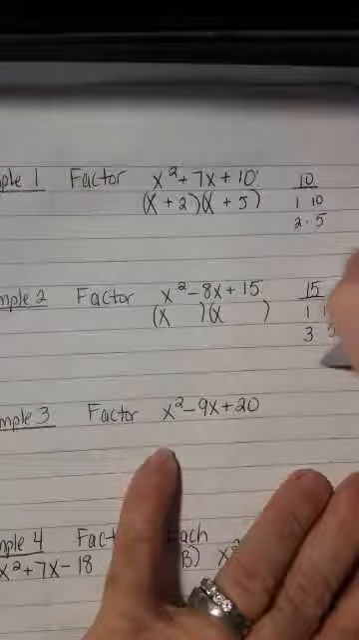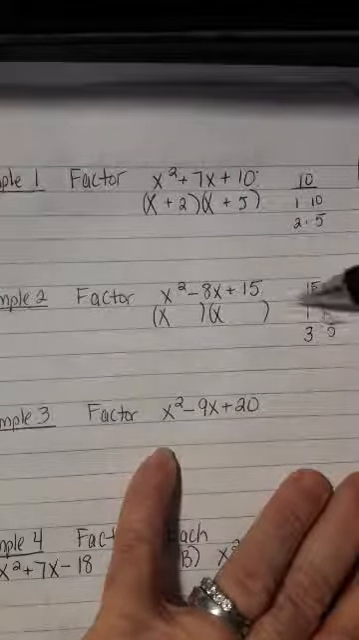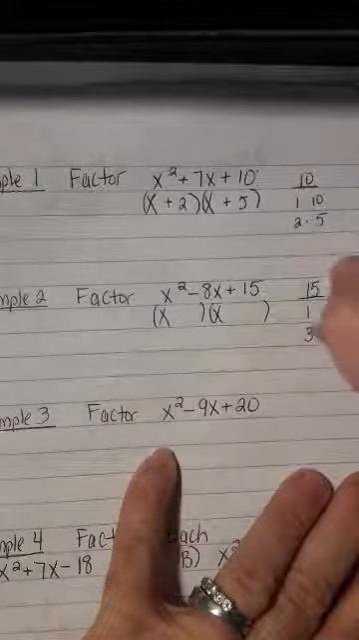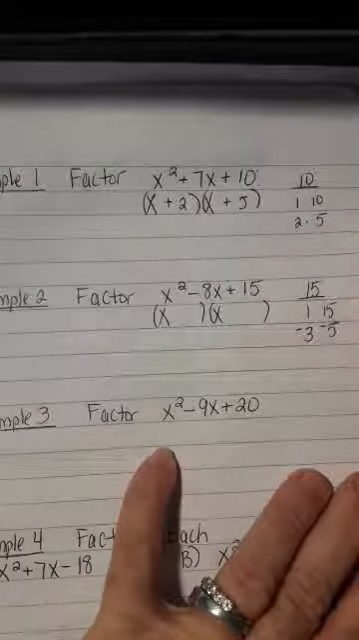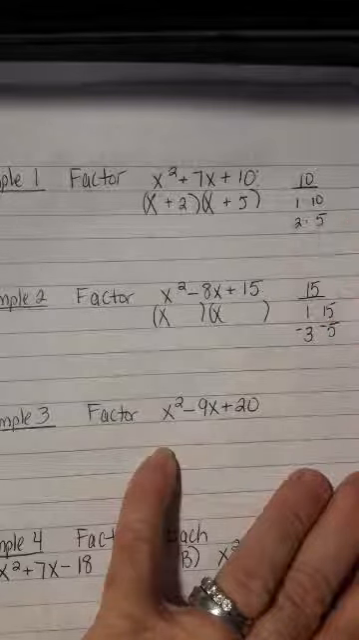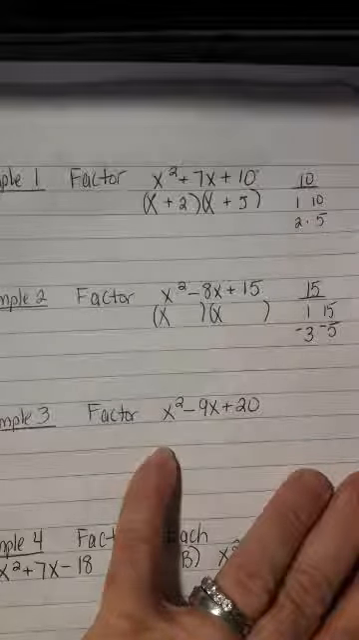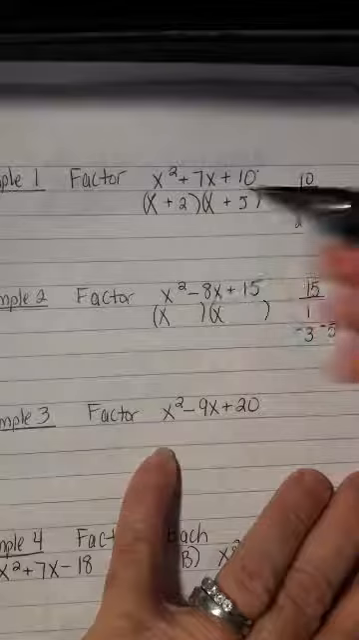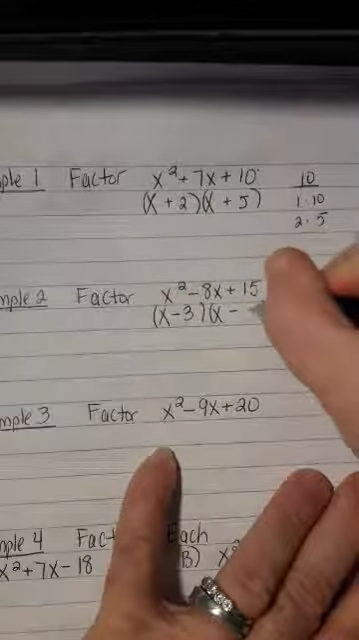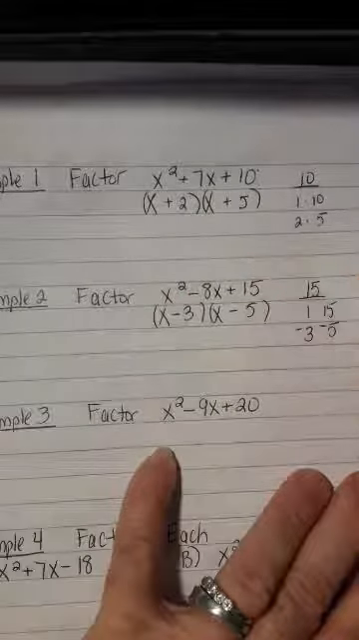So that's it. Now you want to get a positive 15 when you put these factors in, but you want to get a negative 8. In order to get a negative 8, that means both of the factors are going to have to be negative. It's going to have to be negative 3 times negative 5 to get positive 15, and negative 3 plus negative 5 to get negative 8. So you just put in minus 3 and minus 5. That is your answer.